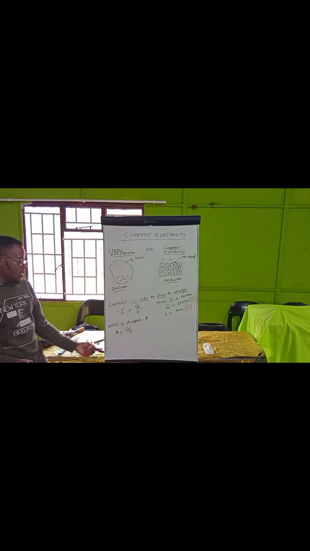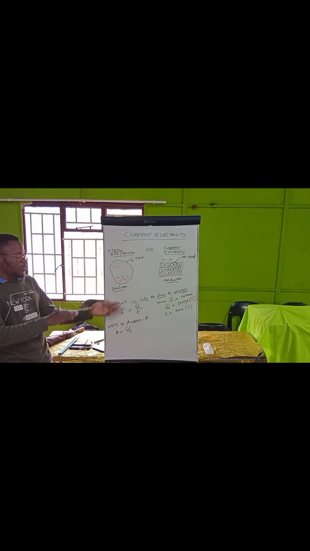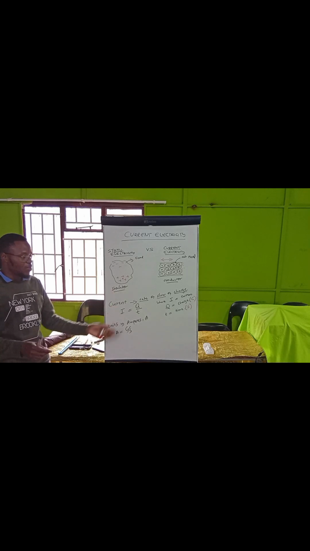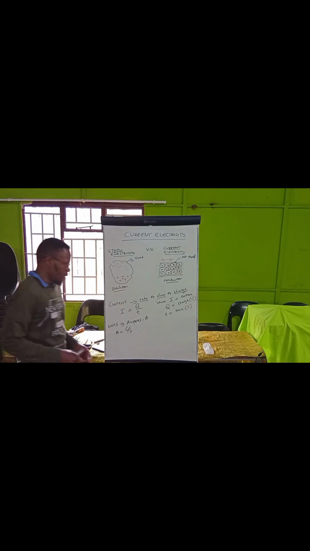This is important, especially if you want to change the subject of the formula, for example when you are required to calculate charge. When you make charge the subject of the formula, you multiply by I and t so that you get your answer as a coulomb for charge. Maybe I will give an example for that.